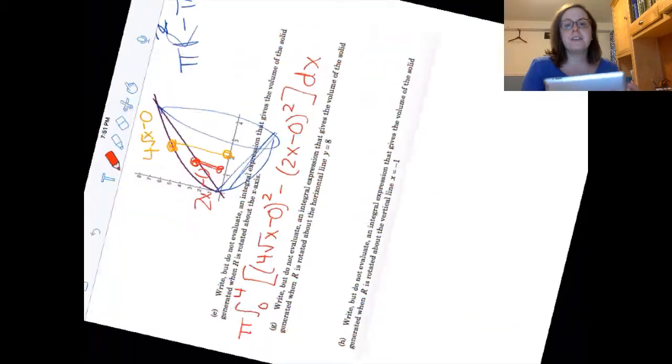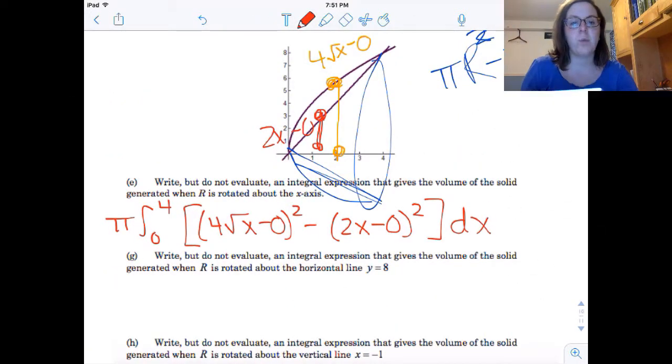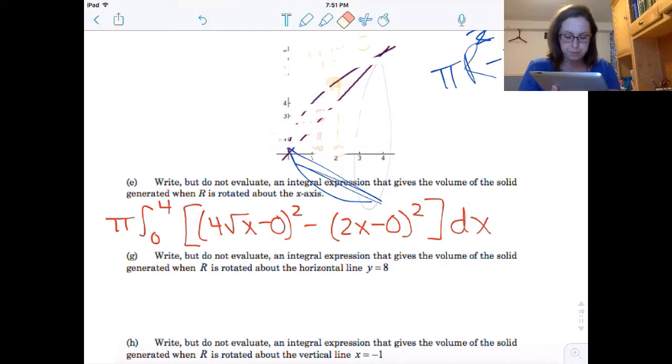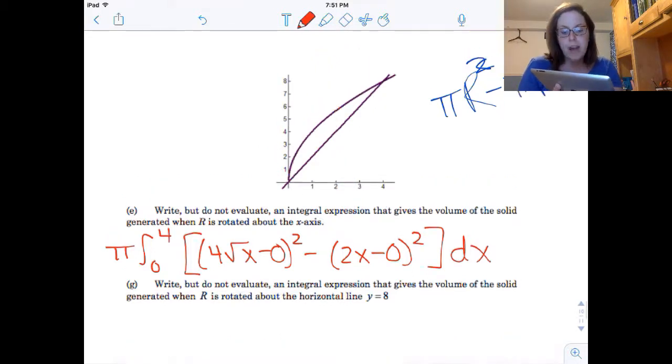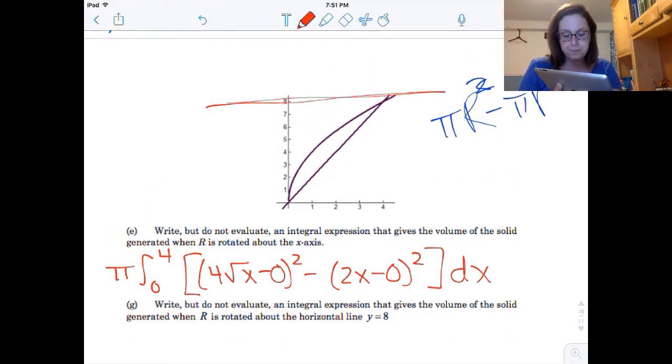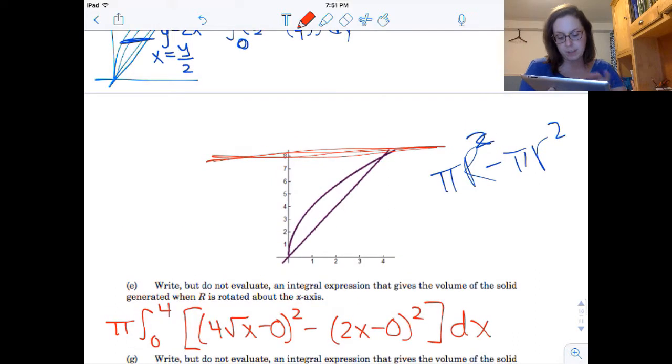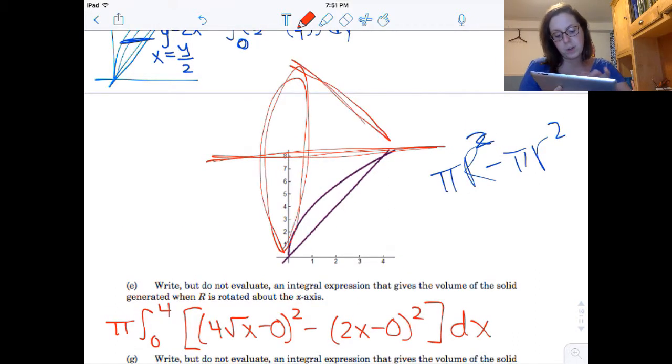All right, the next one, we want to go around the line y equals 8. So let's do that. I'm going to erase this. Y equals 8 is up here. And I'm going this way. So now I'm going up. And it's going to look more like a cone on the outside. And then have almost like an inflated sidewall, right?